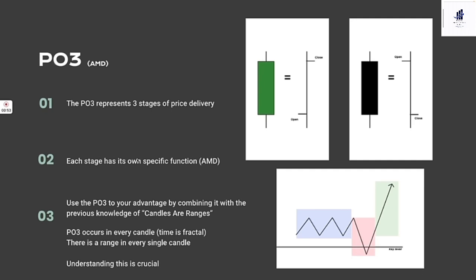The power of 3 occurs in every single candle as time is fractal in nature. There's going to be a range in every single candle. This is crucial to understand. This is a prime example of the power of 3. We accumulate. What are we accumulating? Sell side and buy side liquidity. Sweep sell side liquidity, hitting a key level, manipulating, turtle soup, and distributing higher.